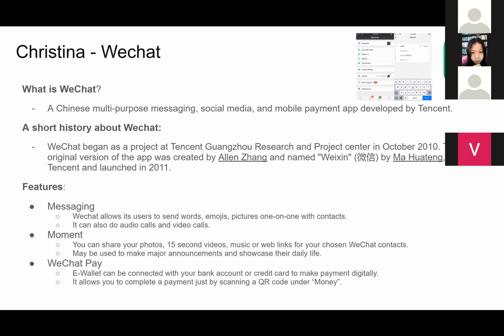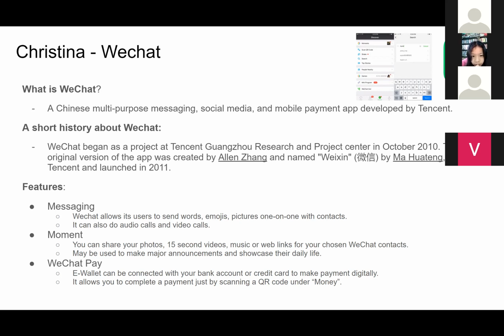And there is a short history about WeChat. WeChat began as a project at Tencent Guangzhou Research and Project Center in October 2010. The original version of the app was created by Allen Zhang and named Weixin by Ma Huateng, CEO of Tencent, and launched in 2011. There are some features for WeChat, which are messaging, moments, and also WeChat Pay.